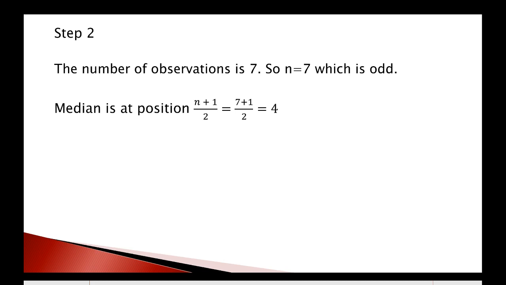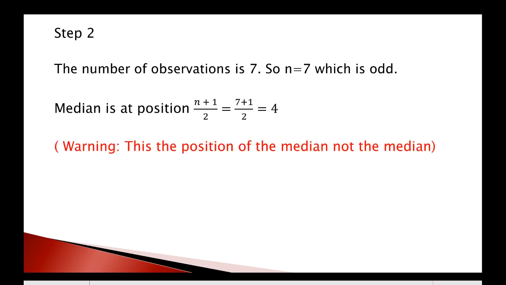Remember that this is not the median, this is the position of the median. Okay, so please keep that in mind. To find the median, you have to go to the 4th data point of your data set, which is 9. So in this particular example, median is 9, which is the value at the 4th position.